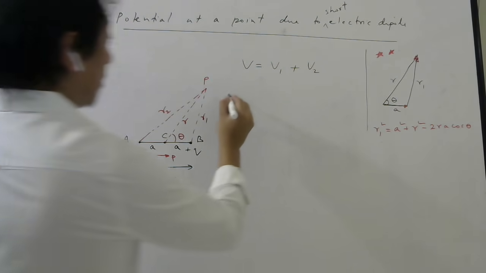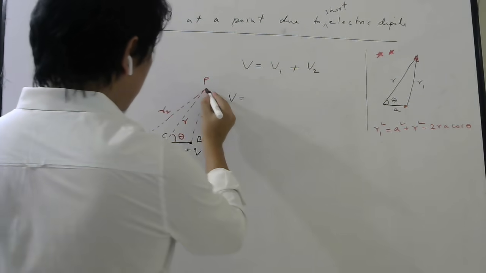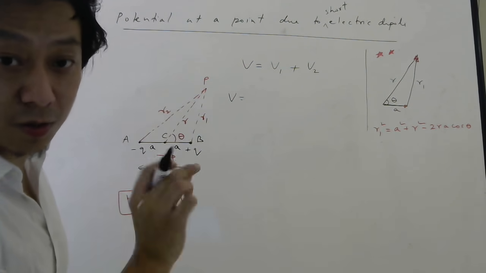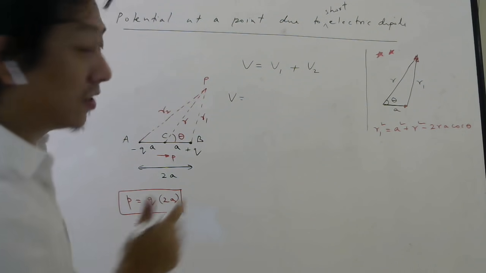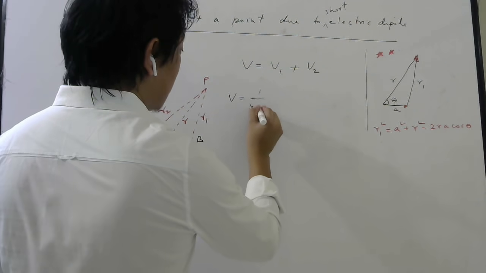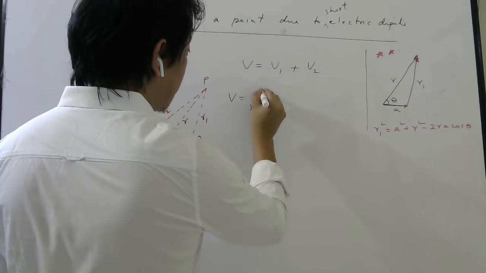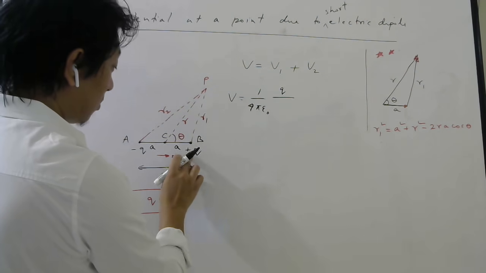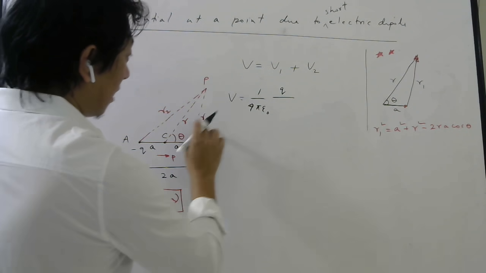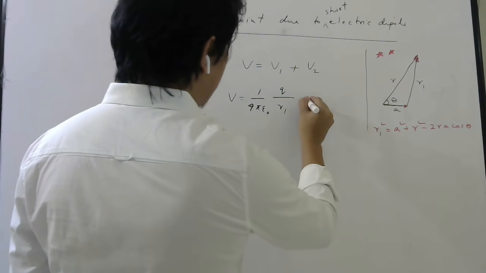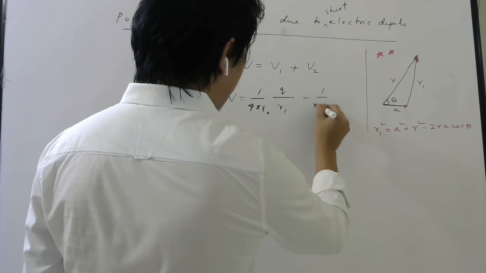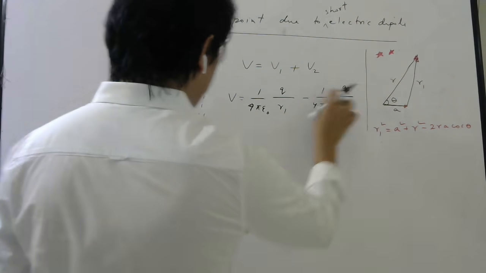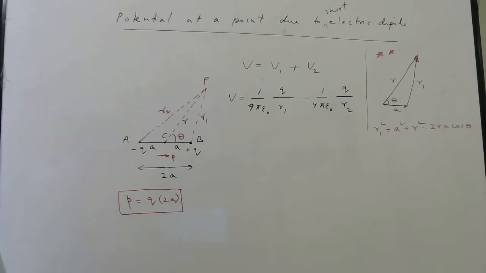Then write the formula for V1 and V2. What is V1? Potential here due to this source charge. Since it is a point charge, we can use the formula which we just now derived. So 1 by 4 pi epsilon naught, source charge is Q, divided by the distance between source charge and observation point, R1. And this will be minus 1 by 4 pi epsilon naught Q by R2. Why minus? Because the second charge is minus Q.